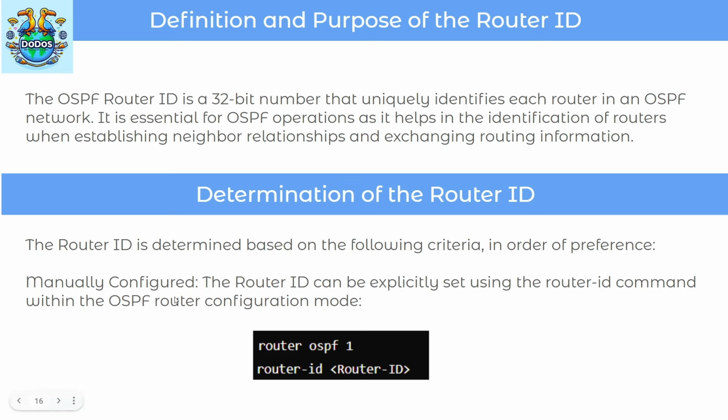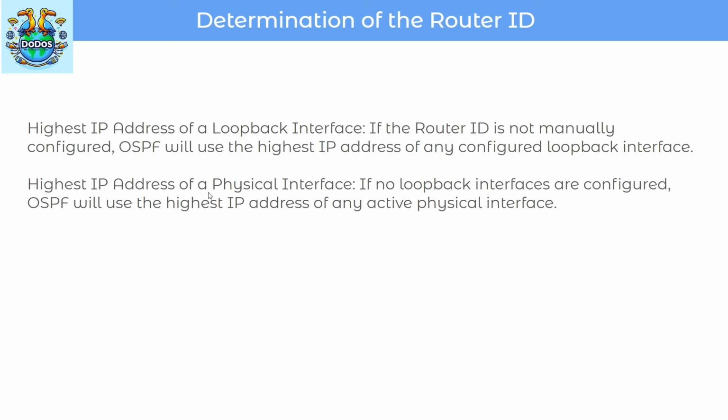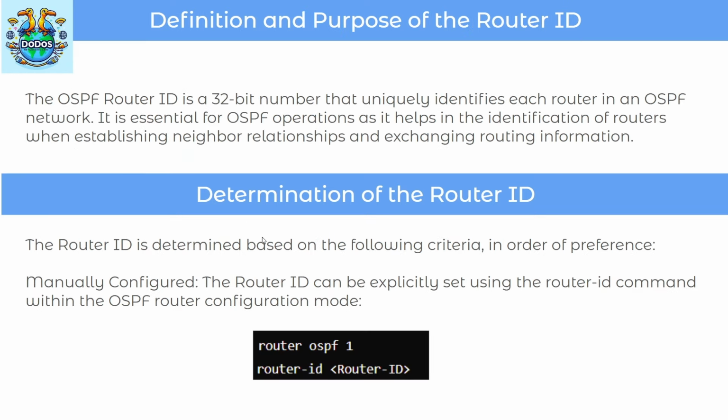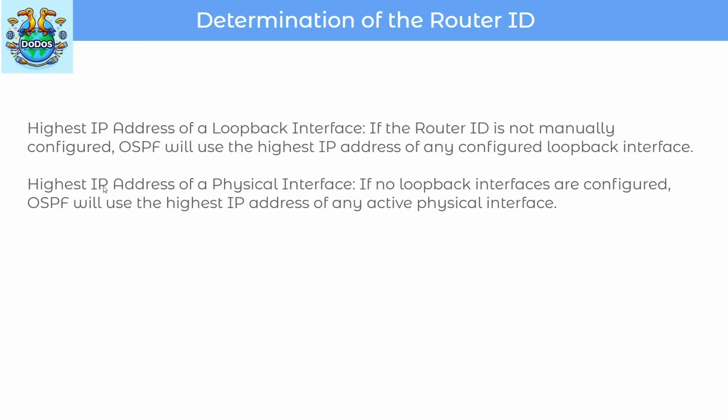So it's manually configured, and then the router ID can explicitly be set using the router-id command within the OSPF router configuration mode. So it's router OSPF 1 and the router-id, and boom. So then it's the highest IP address of a loopback interface. If the router ID is not manually configured, this is connected to this one by the way, then OSPF will use the highest IP address of any loopback interface. And then if there are no loopback interfaces, then OSPF will choose the highest IP address of any active interface, like a physical interface.